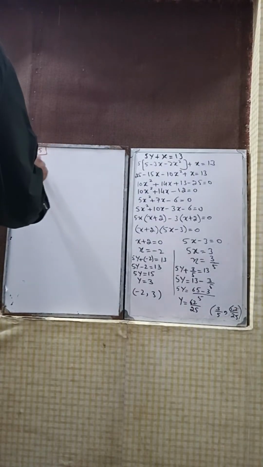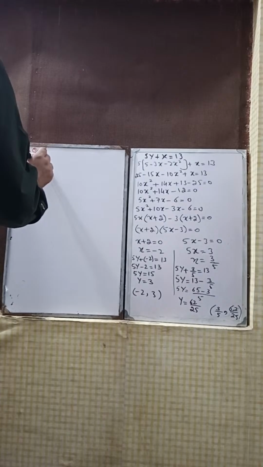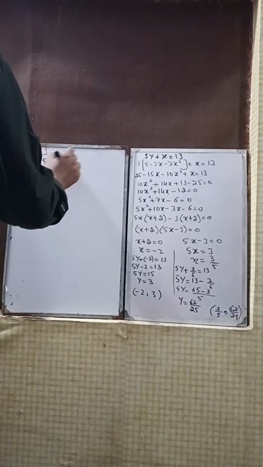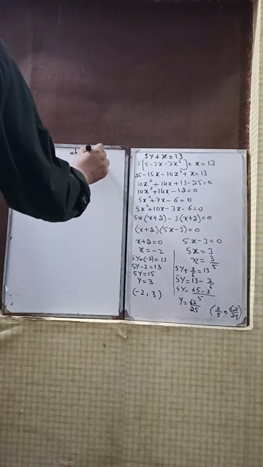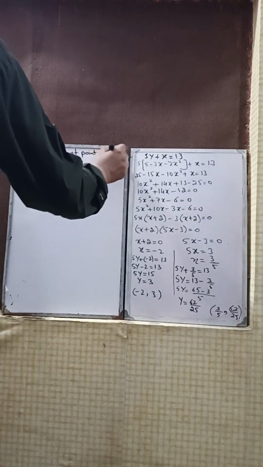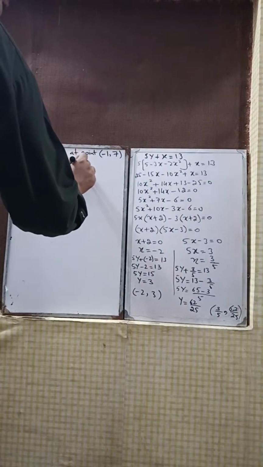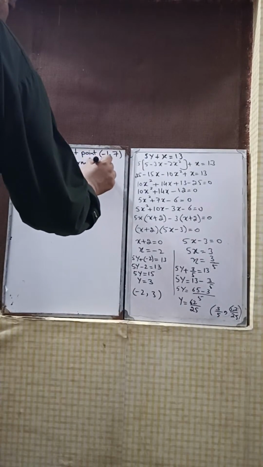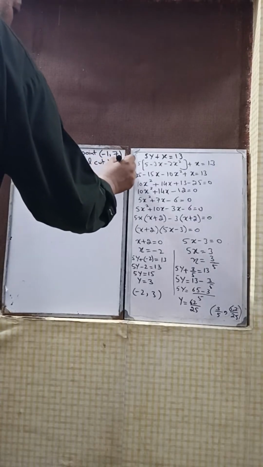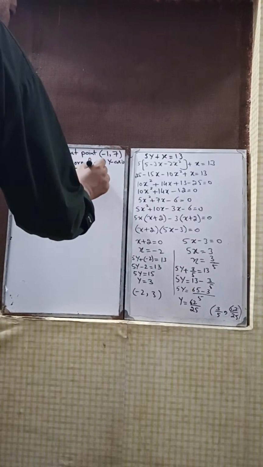The normal to the curve y equals to. Here an equation is given. They say that the y is equals to x cube minus 5x plus 3 at the point minus 1 comma 7 intersects the y-axis at the point P. This normal, the normal to the curve, cuts the y-axis at point P. So we have to find out the coordinates of the point P.